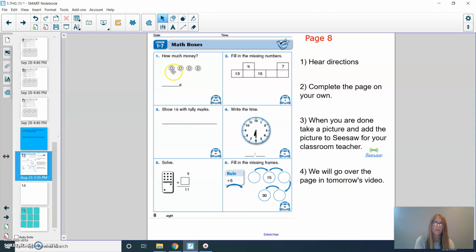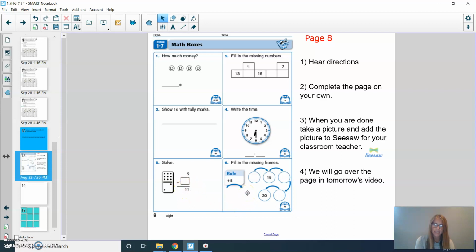Looking at problem number 1, how much money do you have if you have 1, 2, 3, 4 dimes? If you could write down that amount. For question number 2, you're filling in the missing numbers. So think about what number would come in between 13 and 15, and then what numbers would come after 15. Show me 16 with tally marks. Write down the time. For question number 5, if we have 9 plus how much more to get us to 11?